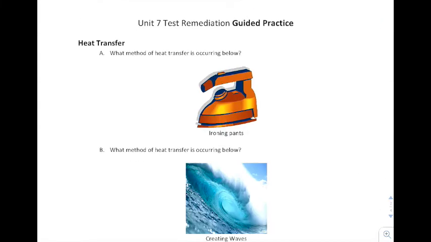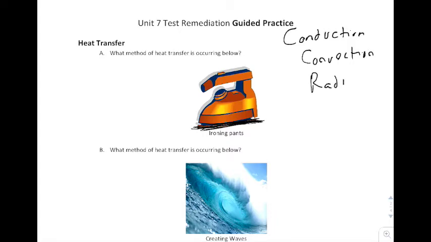Okay, next it says what method of heat transfer is occurring below in each of these. So you have ironing pans, and one of the things you have is direct contact. There's three methods of heat transfer. There's conduction, there's convection, and there's radiation. And of these three, only one of them requires direct contact, and that right there is conduction. Okay, convection has to do with the rising and falling of hot and cold air. And finally, you have radiation, in which no matter is involved.